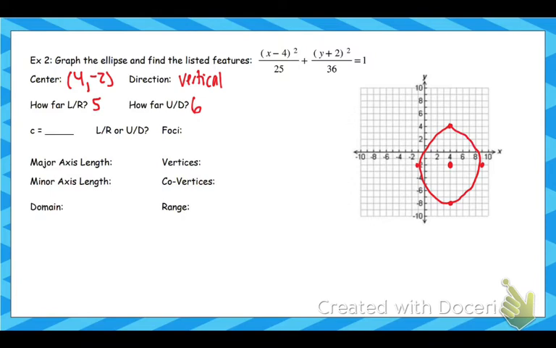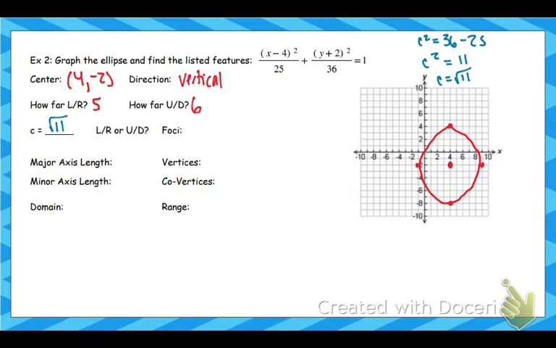All right, let's go ahead and find our C value. So C squared is going to be A squared minus B squared. So C squared is 11. So C is the square root of 11. So that's not going to be very pretty to graph. Now if you really wanted to graph this, you could estimate, because we know the square root of 11 is somewhere between the square root of 9 and square root of 16. So it's going to be somewhere between 3 and 4. So if we wanted to graph it, we could.